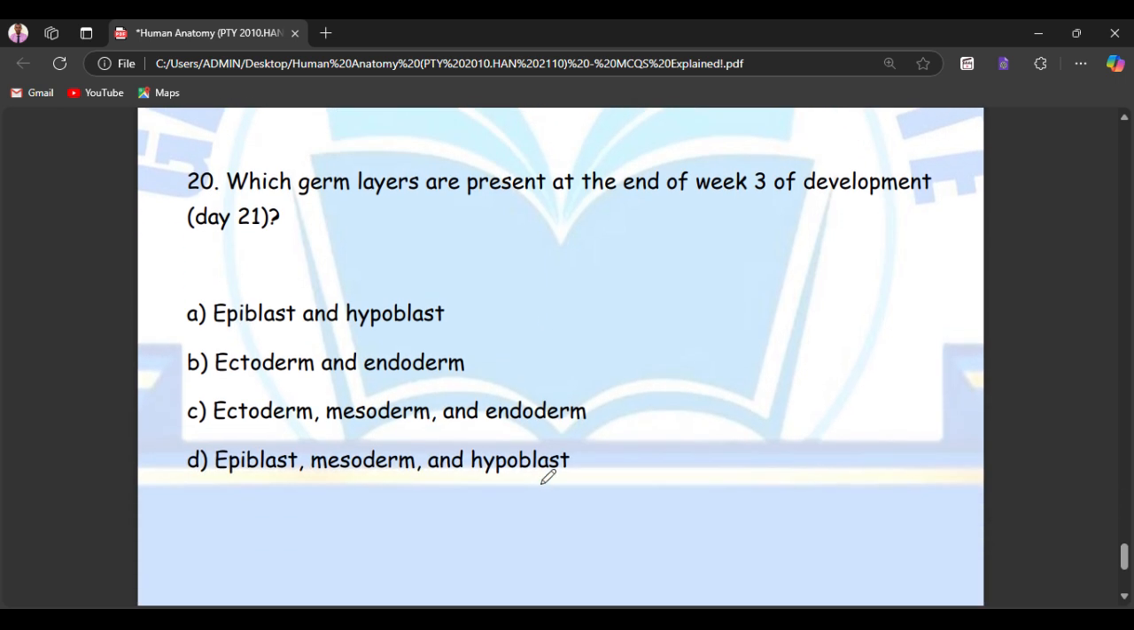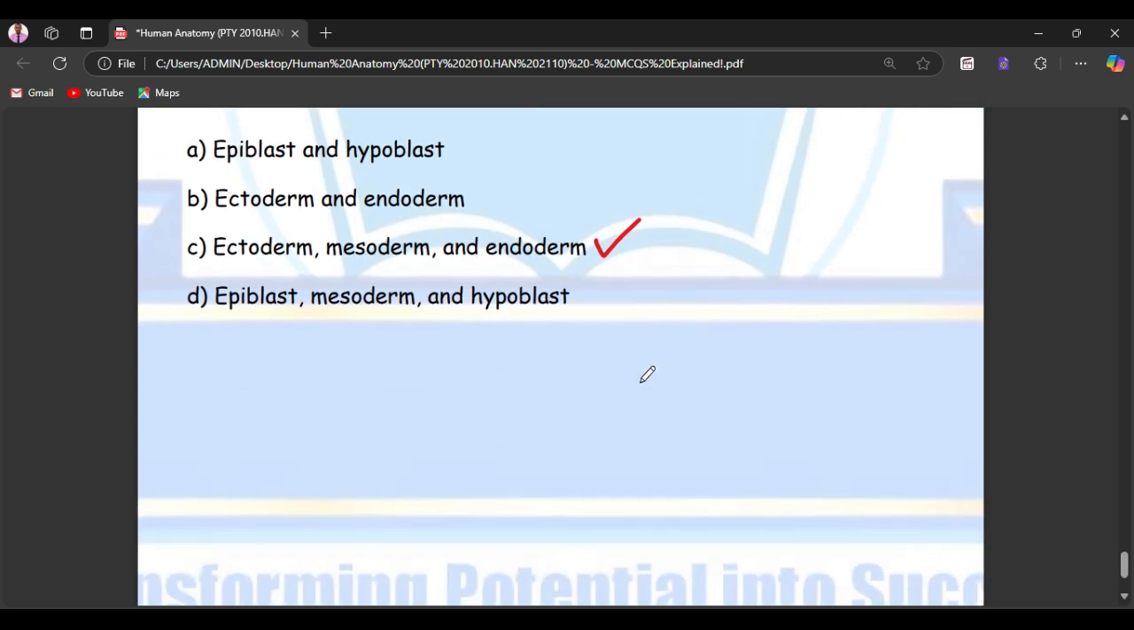We go to question number 20. Question number 20 says, which germ layers are present at the end of third week of development? So this is very simple. Our answer is going to be C. We are going to have ectoderm, mesoderm, and endoderm. It's very important to understand that by the end of third week, the three germ layers, ectoderm, mesoderm, and endoderm, are established through the process that is known as gastrulation. Thank you very much.